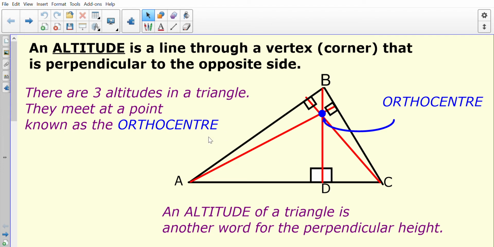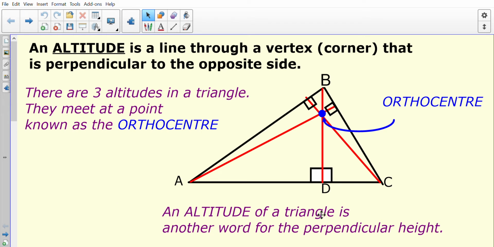Now the one across the left hand corner here, point A, going straight across, meeting the side BC at a right angle, is called the altitude through A, which leaves the one, the bottom right hand corner, point C, vertex C. The line coming from there is the altitude through C. Now where they all meet, this point of intersection here, is what we call the orthocentre.